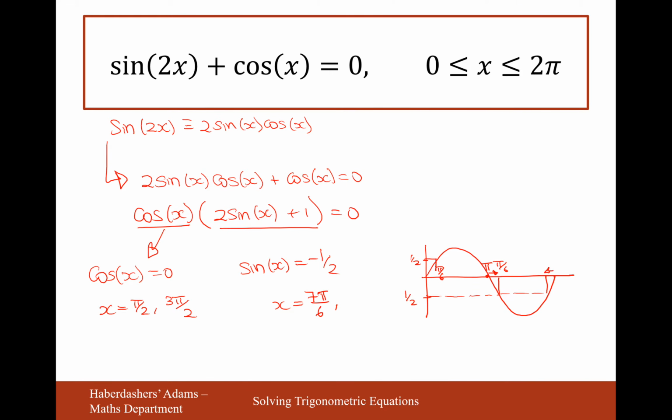And from the other direction at 2 pi, it's going to come backwards by pi by 6. So that's going to make it 11 pi by 6. So there we are. Those are the four answers for this question.